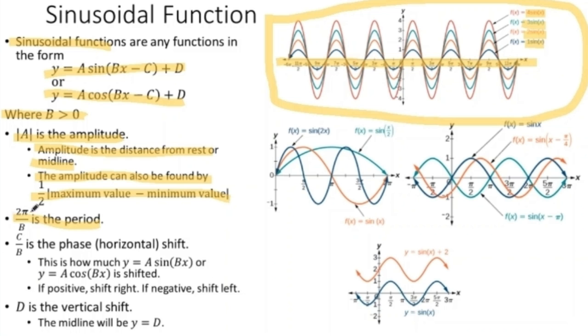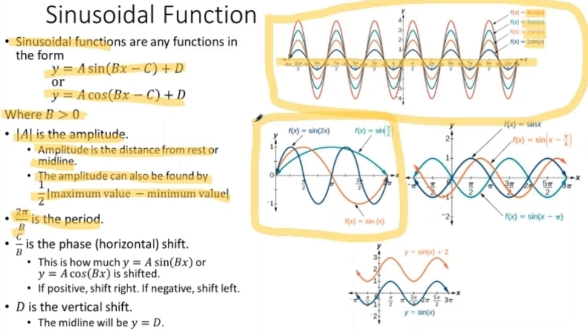The next property is the period. The period of our sinusoidal function will be found by performing 2 pi over b. This comes from the fact that if we think about our transformations, b is a horizontal stretch or shrink. And when we stretch or shrink our sine or cosine graph, that is going to cause our period to get larger or smaller.